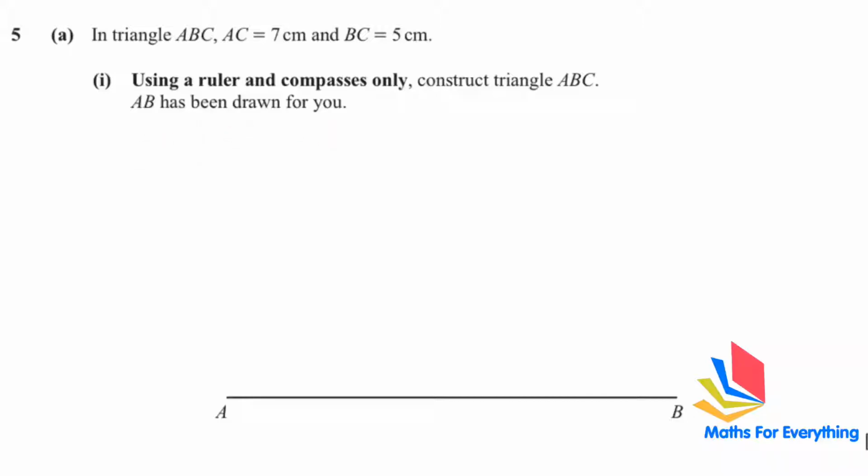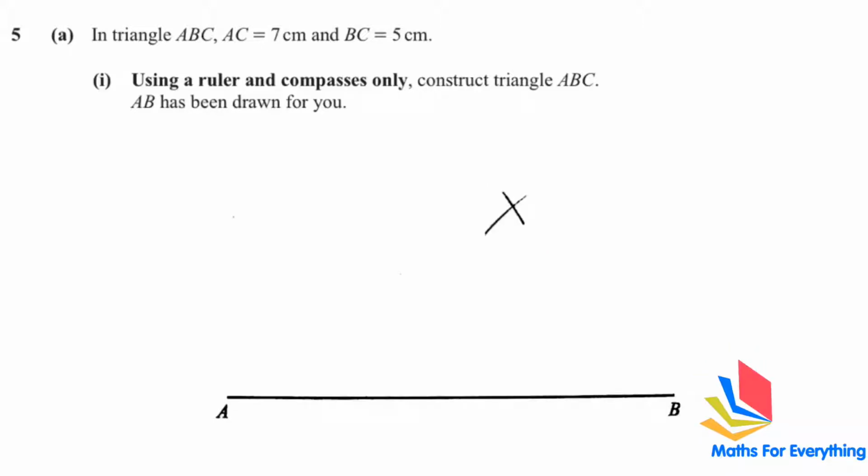So from B, take 5 centimeters and make an arc here. Take the small number first, measure it in a ruler, make an arc here, and from A, measure 7 centimeters and cut that arc. So this is how the arcs will look.